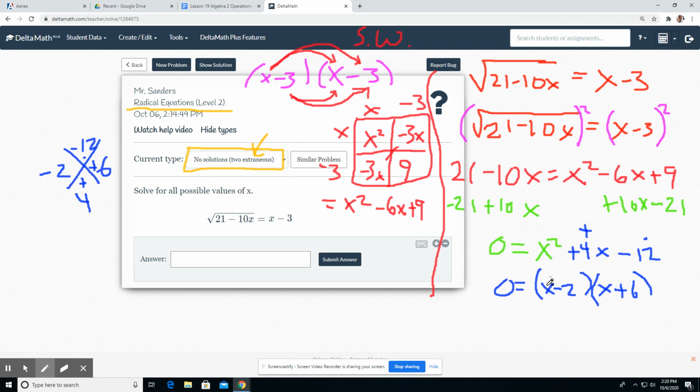We want to know when this is equal to 0, because that'll give us an output of 0. And we want to know when this is equal to 0. That'll give us the output of 0. So when is x minus 2 equal to 0.